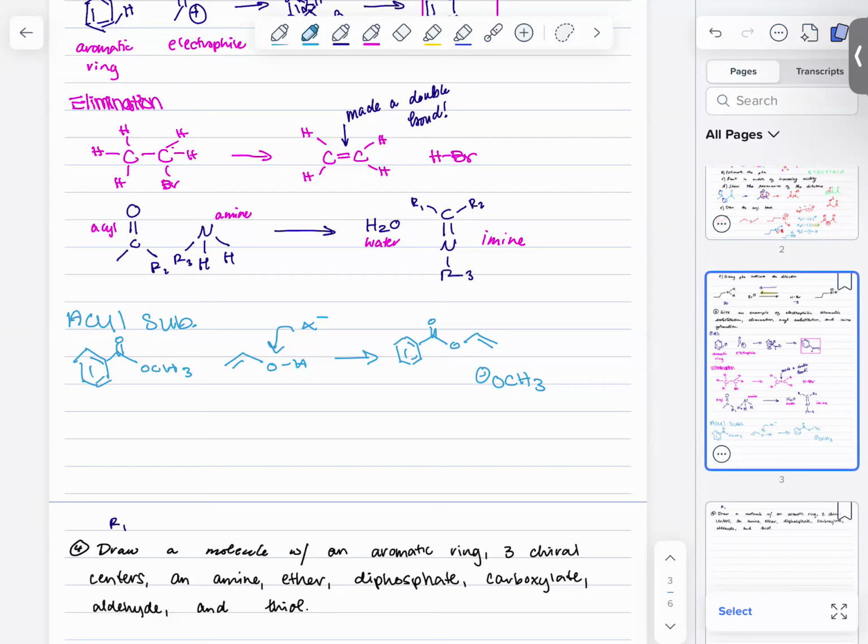And so really, we would even see not O minus, but OH. No, no, no. It'll be the nucleophilic side.